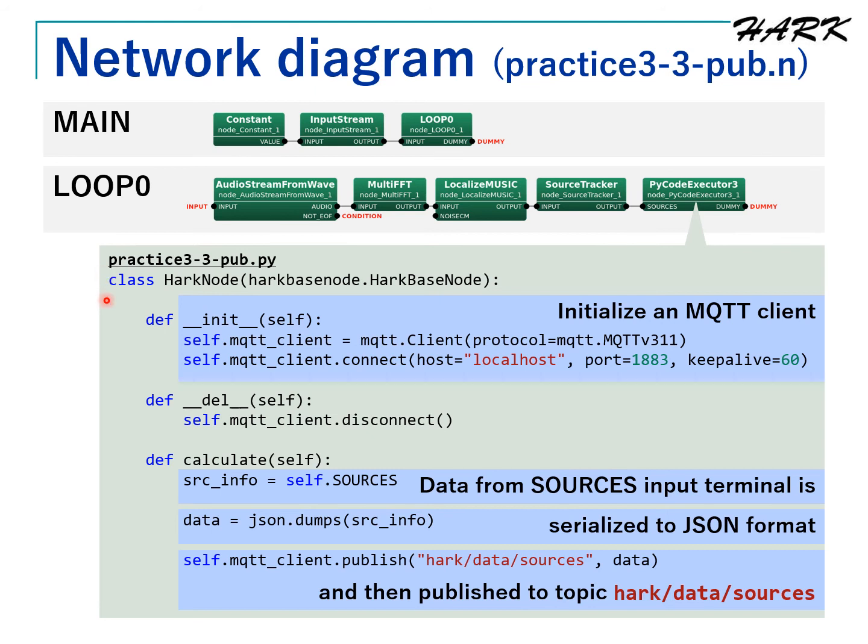In the first block of this script is the initialization procedure of an MQTT client. It specifies the MQTT broker host, localhost, and its port number. In the remaining blocks are the procedures to publish the localization results. Data from the sources input terminal is serialized to JSON format and then published to the topic HARK/data/sources.